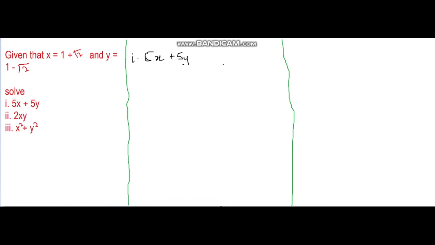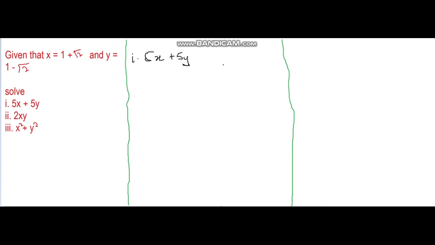Today on Sebwak TV we have a question we want to look at under sets. One of our subscribers sent it to us to solve, so I want us to look at that. The question says that given that x equals 1 plus square root of 2 and y equals 1 minus square root of 2, solve 5x plus 5y, and also 2xy, and also x squared plus y squared.